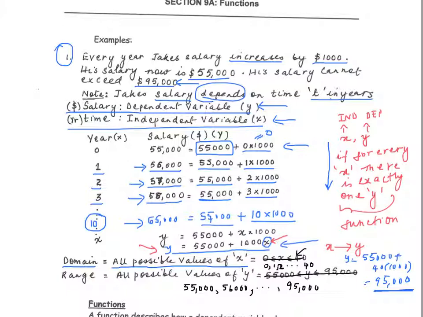So that is the definition of domain and range. All possible values of x is the domain, all possible values of y is the range. Remember that x is the independent variable and y is the dependent variable.